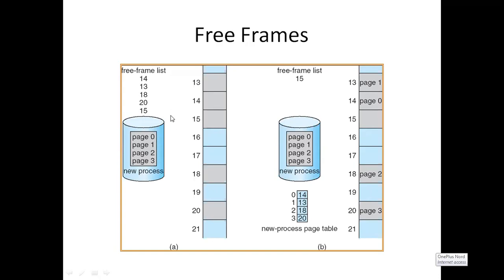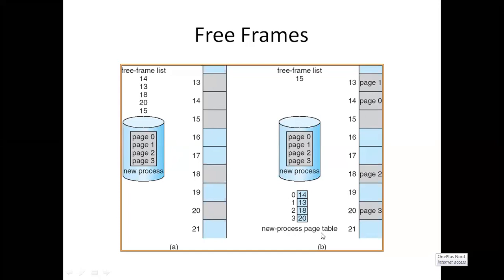After allocating page 0 to frame 14, page 1 to frame 13, page 2 to frame 18 and page 3 to frame 20, we have only one free frame. So try to observe the diagram. Where did I keep page 0? In the 14th frame. Page 0 to the 14th frame, page 1 to the 13th frame, page 2 to 18, page 3 to 20. That is what we mentioned here.